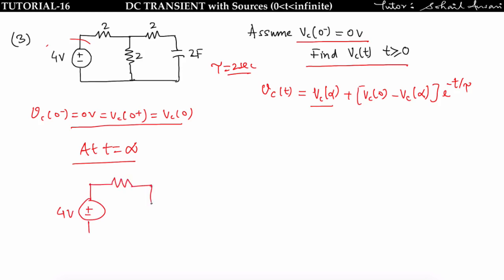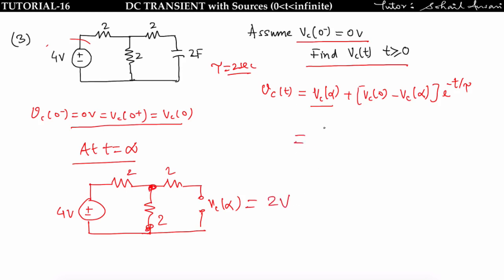When you replace the capacitor by an open circuit, you will get the circuit like this. This is my Vc of infinity. Vc of infinity is nothing but the voltage across this 2 ohm resistor. So the voltage across this 2 ohm will be given by the voltage division rule: 4 multiplied by 2 by 4, that is equal to 2 volt.